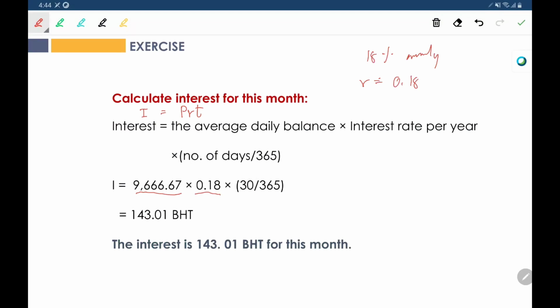And the number of days, the T here. This is P, this is R, and this is T. T is the number of days in that month divided by 365 days. And after you calculate it, you get 143.01 baht. This is the money that you have to pay to the bank for the amount of money that you use.